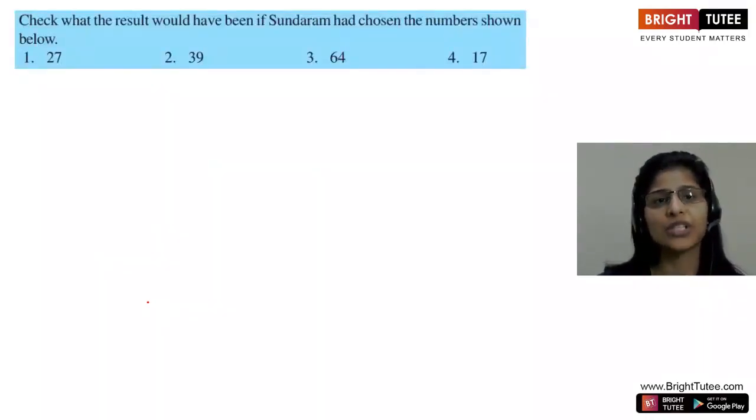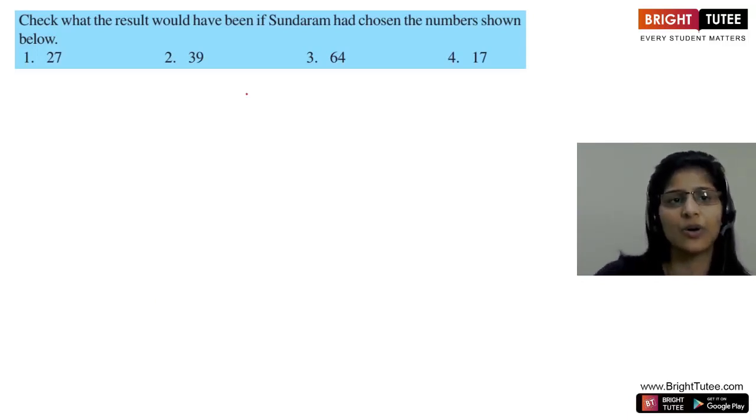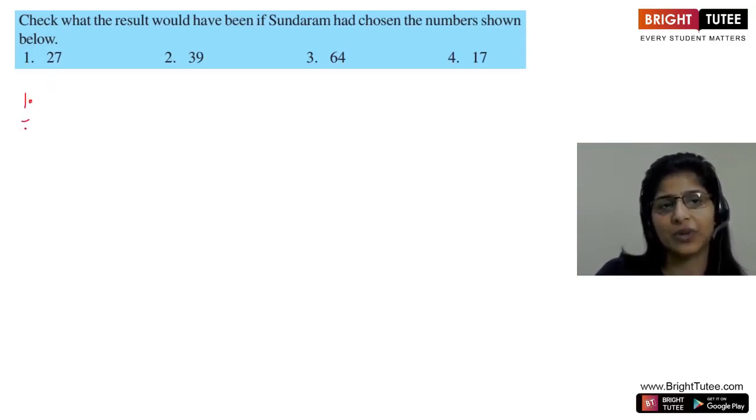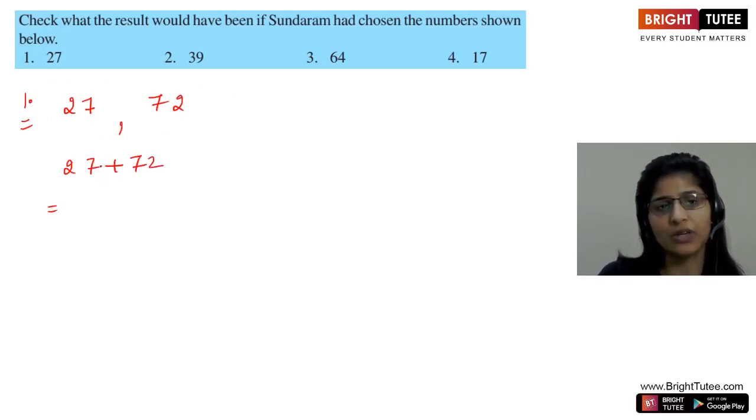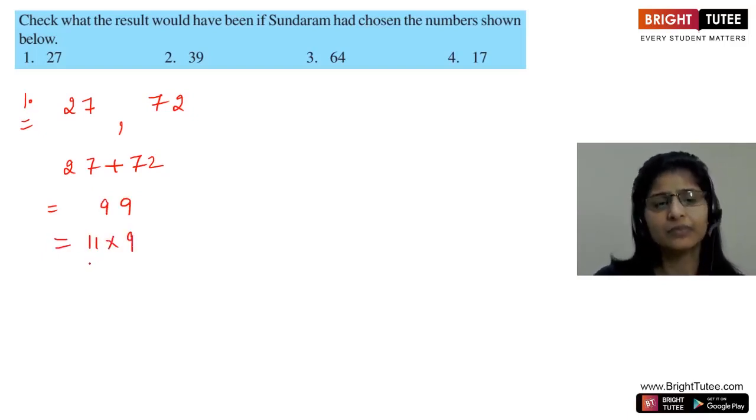Now here some questions are given. You have to check the result that would have been discussed if Sundaram had chosen the numbers shown below: 27, 39, 64 and 17. We have to tell whether this is applicable to them or not. The number he imagined in the first one is 27. Reverse the digits, you get 72. Now add 27 plus 72. 7 and 2 is 9, 7 and 2 is 9. That is 99, which can be written as 11 into 9. Is it divisible by 11? Definitely, the remainder would be 0.